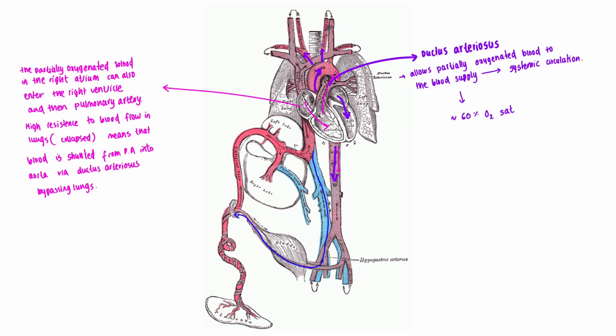The partially oxygenated blood in the right atrium can also enter the right ventricle and then the pulmonary artery. Because the lungs have high resistance to blood flow, this blood is shunted from the pulmonary artery into the aorta via the ductus arteriosus, bypassing the lungs. Finally, blood enters the systemic circulation, and the deoxygenated blood, with an estimated oxygen saturation of 40%, is returned to the placenta through the umbilical arteries to be oxygenated again by the mother.